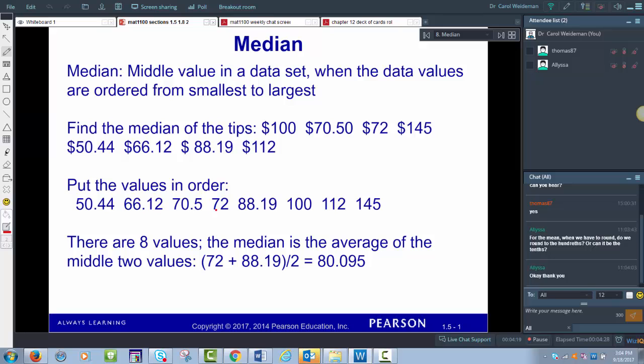So 1, 2, 3, 4. So the median this time is going to be the average of the middle 2 data values because we have an even number. So in this case it's $80, and if I round that off it would be 10 cents.